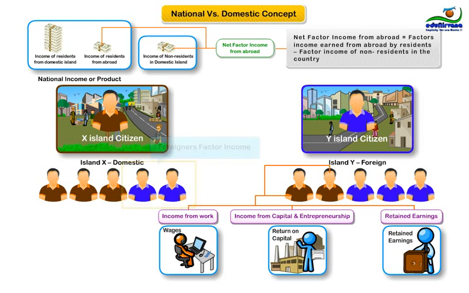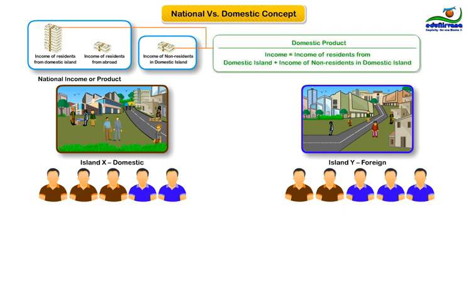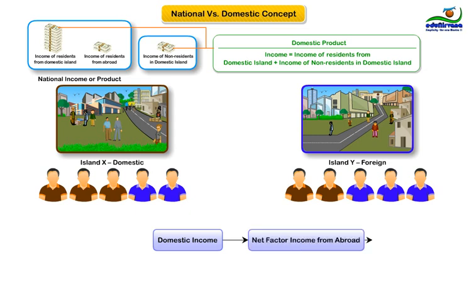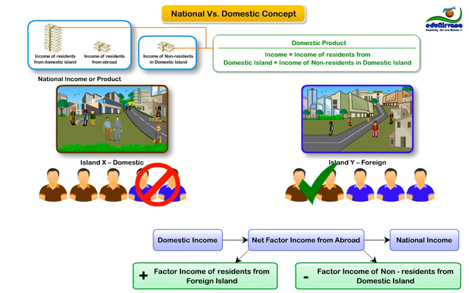The measure of production arising out of the activities of economic agents within the country is termed domestic product or income, even if a part of that income accrues to non-residents. When adjustments are made to this product or income by deducting the income of non-residents within the country and adding the income of residents abroad, the national product is obtained.